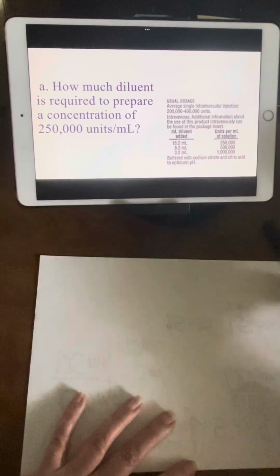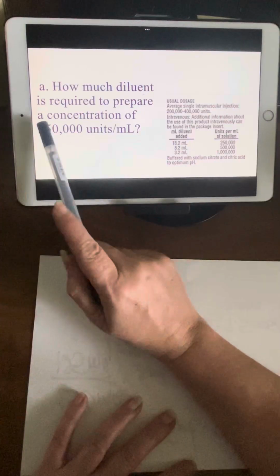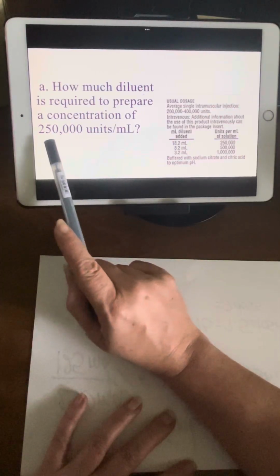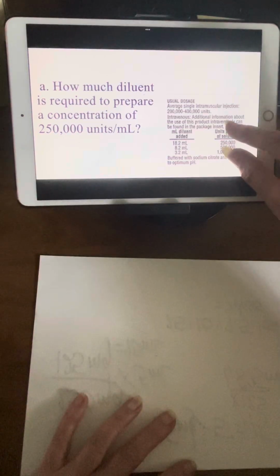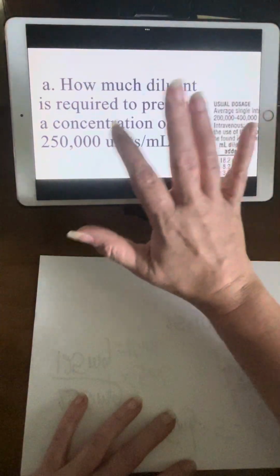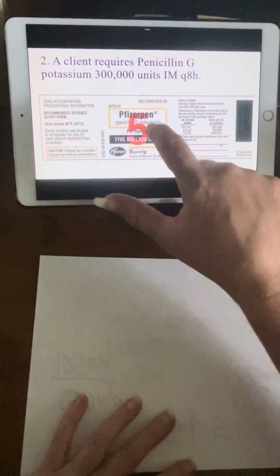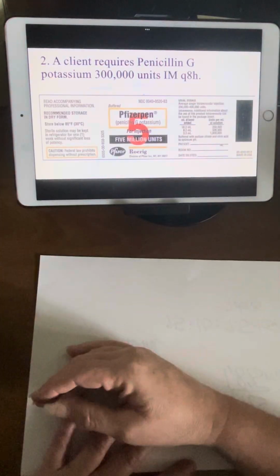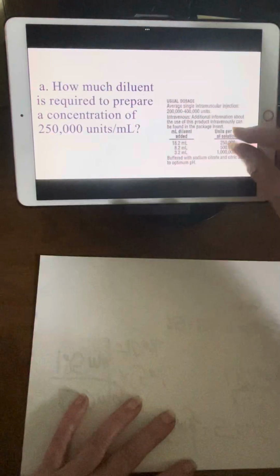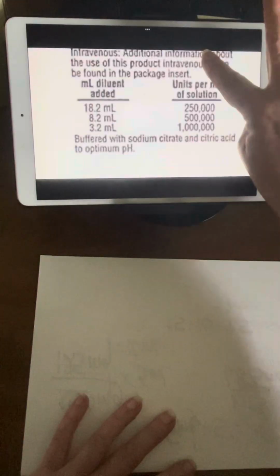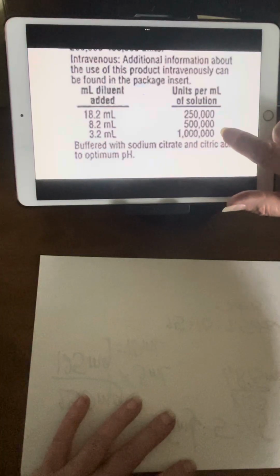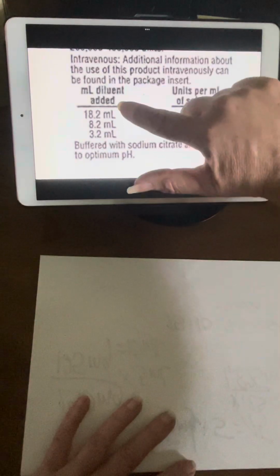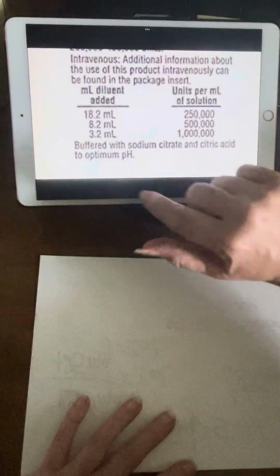Question A says, how much diluent is required to prepare a concentration of 250,000 units? Okay, you understand that this bottle is a powder. And so on the side, you have options. You can make it as strong or as weak as you need, depending on the amount of diluent you put in there. You see that?